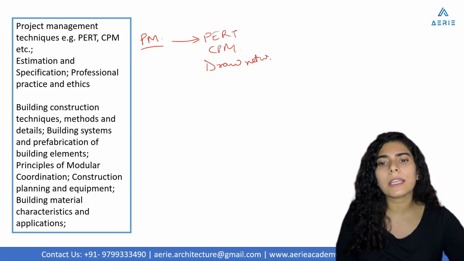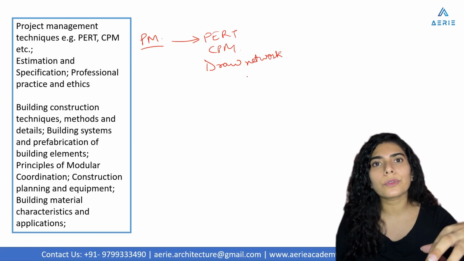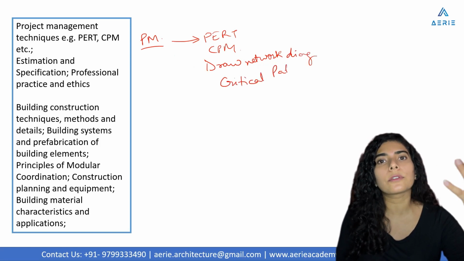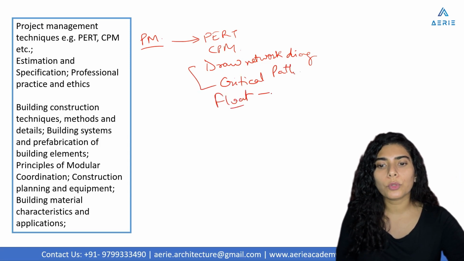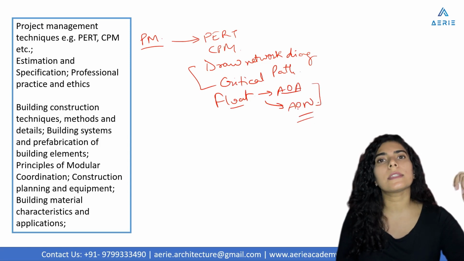You need to know how to draw network diagram. Now they won't ask you question on draw network diagram, but this is for your base. You need to know how to draw network diagram, or network diagram से how to calculate critical path. They ask you question on critical path, calculate critical path, ठीक है. Then you need to know float on both AOA and AON, activity on arrow and activity on node. You need to know कि float कैसे निकलता है इन पे.